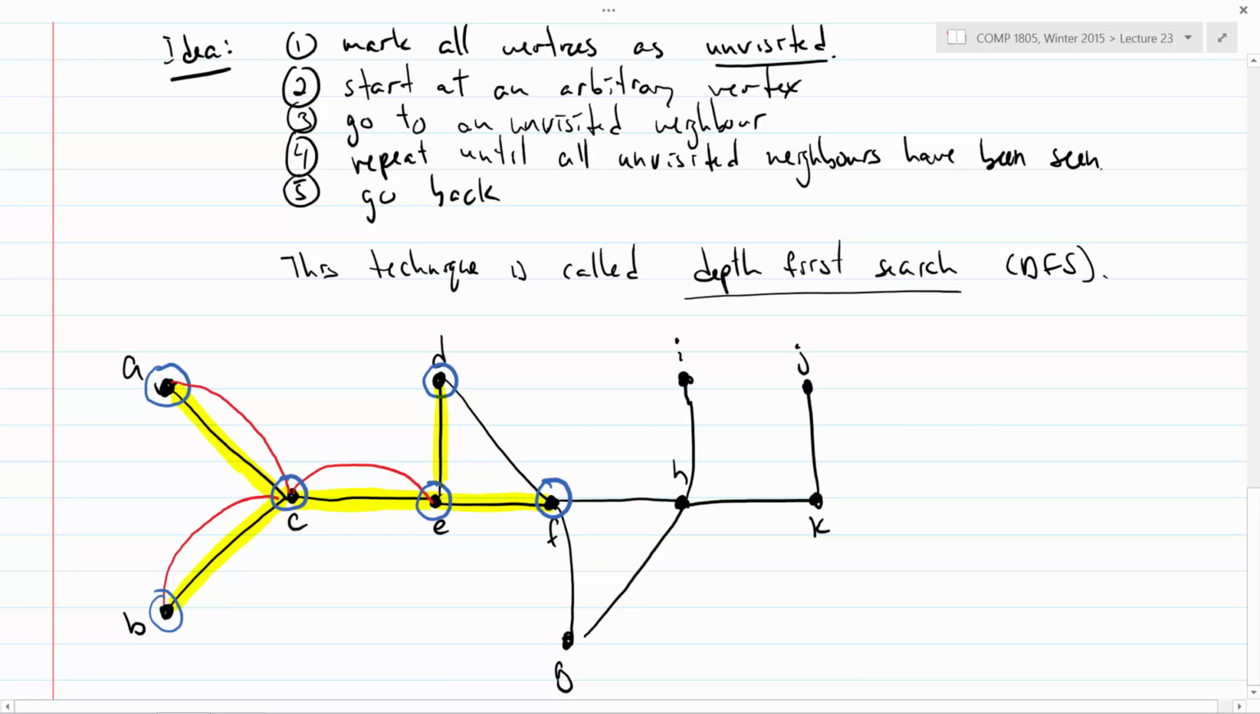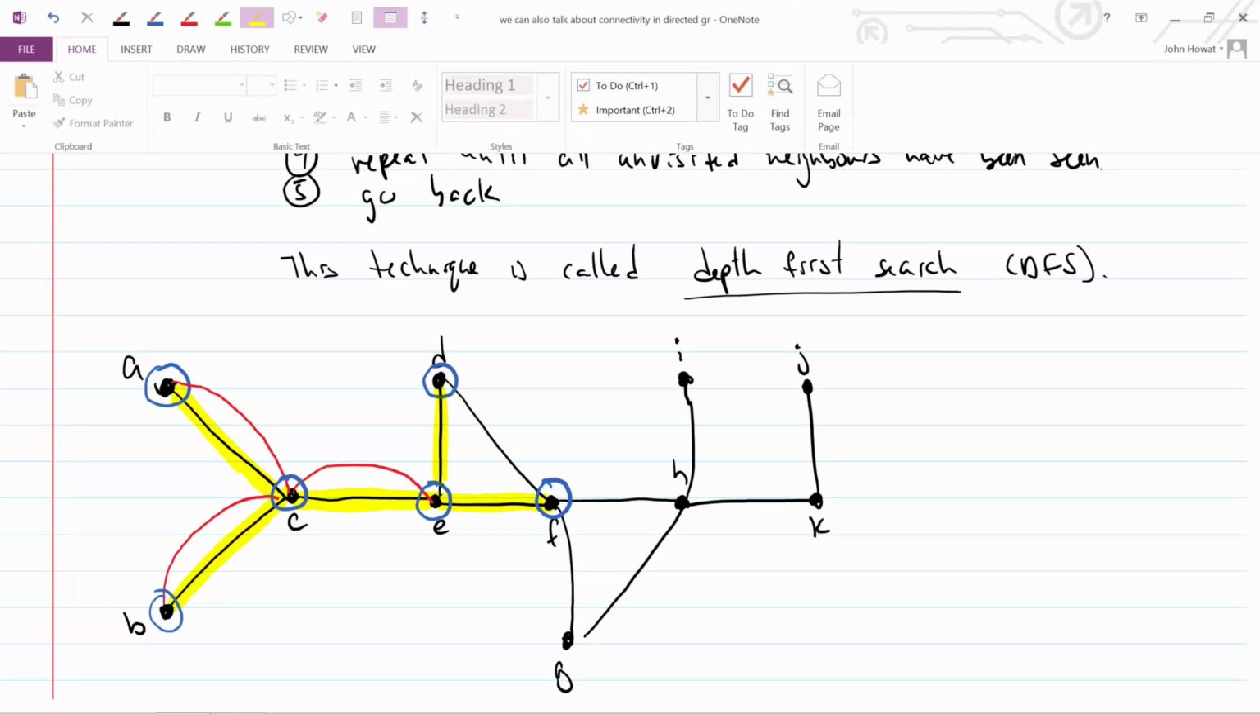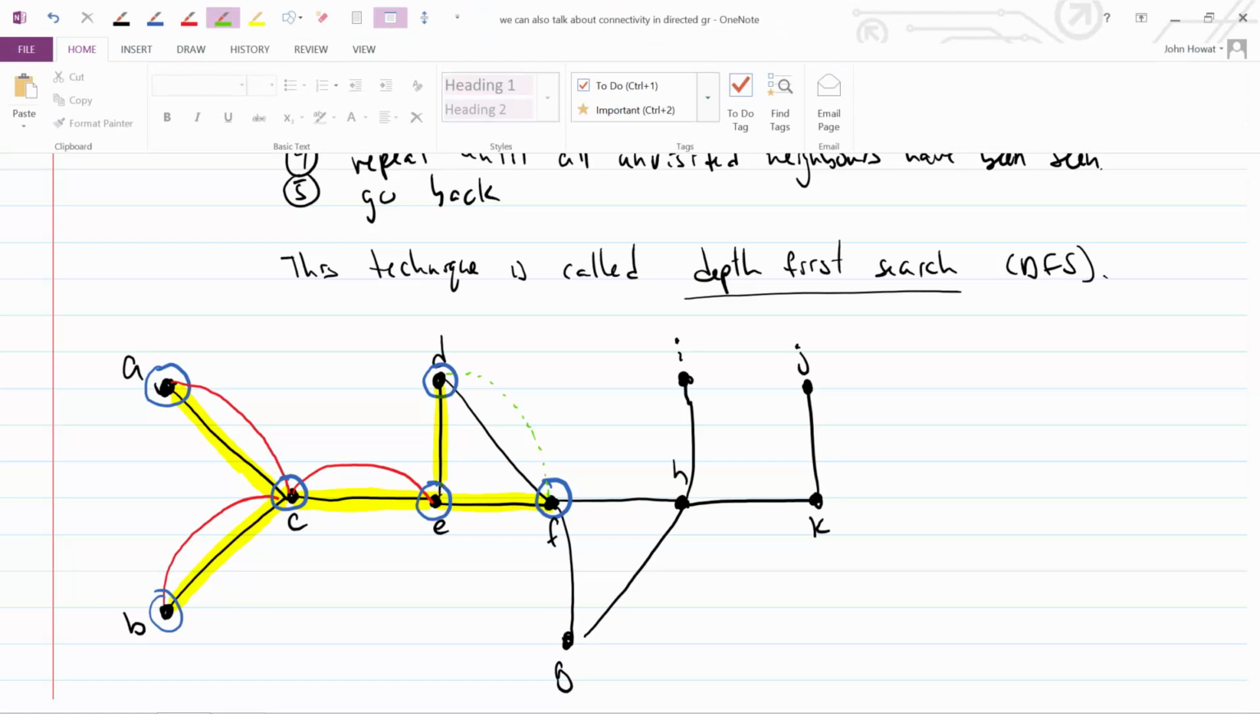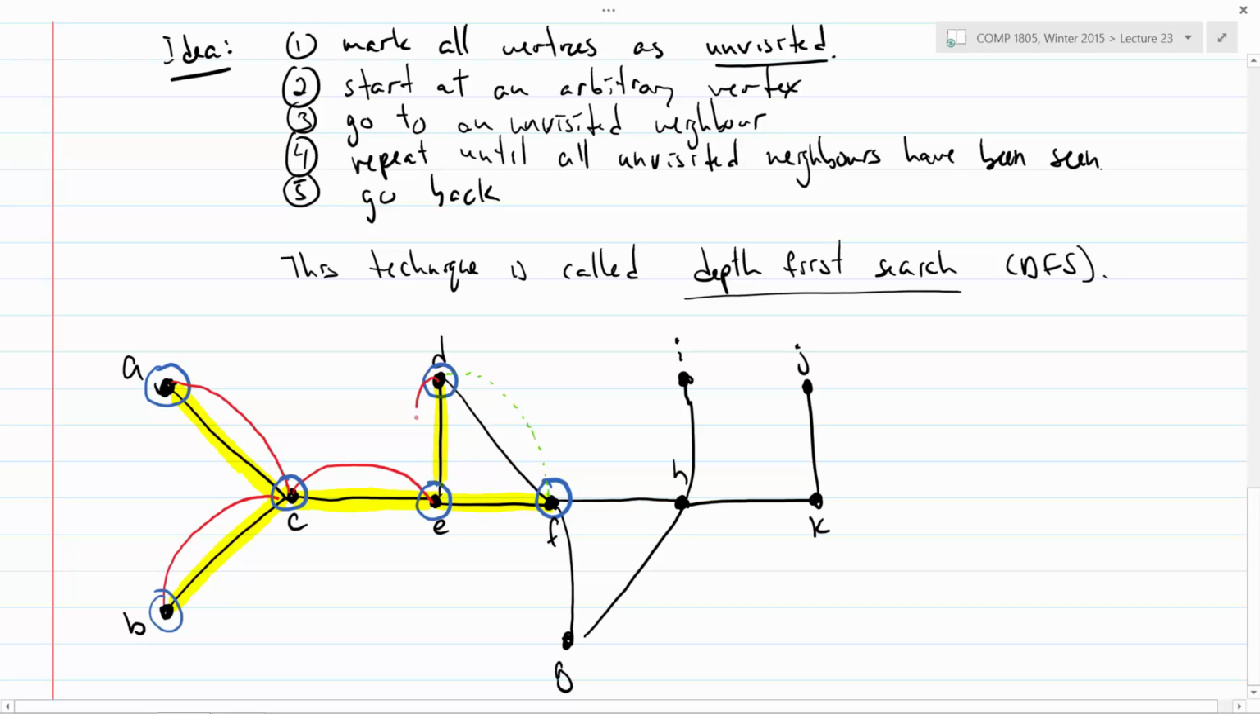So now I'm sitting at D, and I would like to go to an unvisited neighbor of D. Unfortunately, there is not one. So there is this edge here that I'll put in green, and I can't go over that edge because it leads to something that's already visited. So I can't follow that edge. So all I can do is go back from D to E. I walk back along that edge. And now I look for an unvisited neighbor of E, and I see that there are none, so I have no choice but to go back to F. So now I'm sitting at F, and I look for an unvisited neighbor. So let's say G.